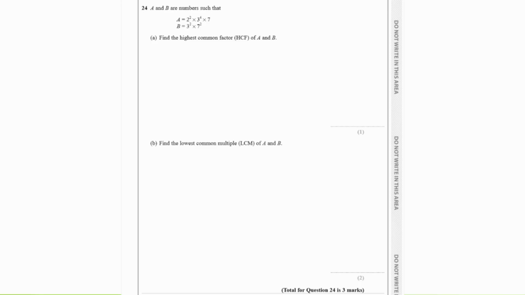So in order to do this, we can use a Venn diagram and do 2 circles, one which represents A and the second which represents B. In the middle, we can put all the factors which are common in both A and B. So first, for A, we've got 2 squared. However, there's no 2's in B, so we will just put 2 2's in A.